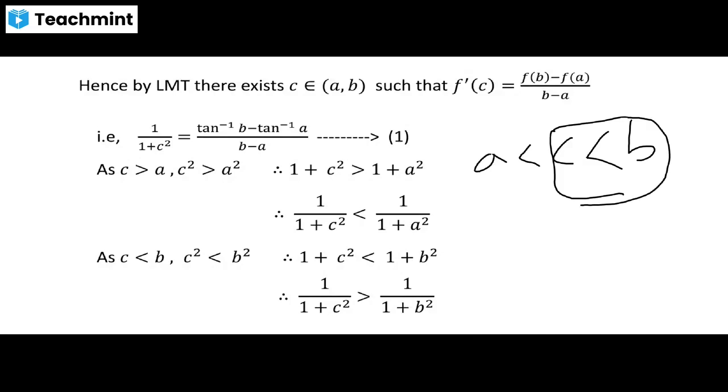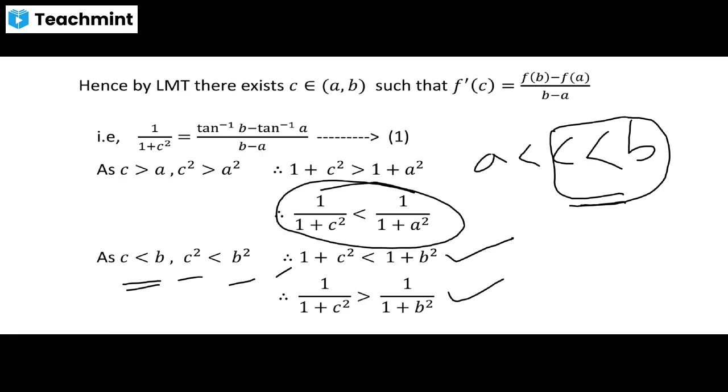c is less than b or b is greater than c, both are the same. Squaring on both sides, c² is less than b². Adding 1 on both sides, you will get this one. Next, taking reciprocal, you will get this inequality. Now 1/(1 + c²) is less than this value. From these two inequalities, we can write like this.